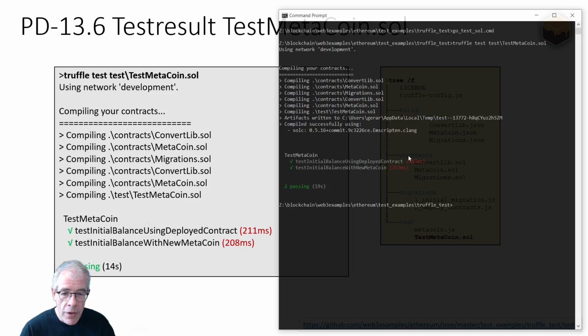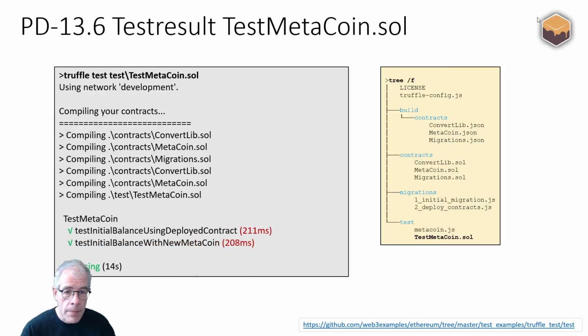Well, here you see that the two tests have been done and that they both passed with the green sign over here and the two passing. So here's a view of the directory structure. So here in the test directory, that's where you will put the test file.